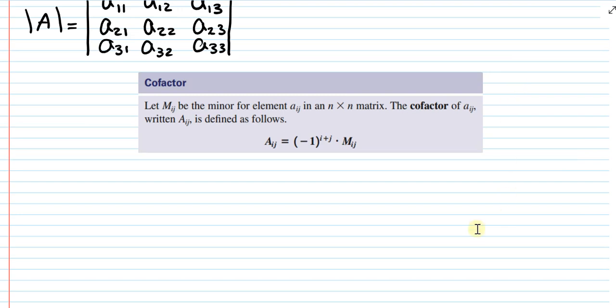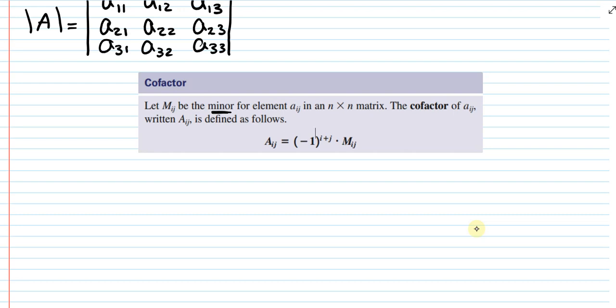What I have copied here is the definition of a cofactor. The cofactor is defined as follows: let M subscript ij be the minor for element a_ij. We need to define what a minor is in the context of a matrix: the minor of element a_ij in an n by n matrix. Remember, for determinant, the matrix must be a square matrix, which means its dimension has to be n by n, the same number of rows and columns.